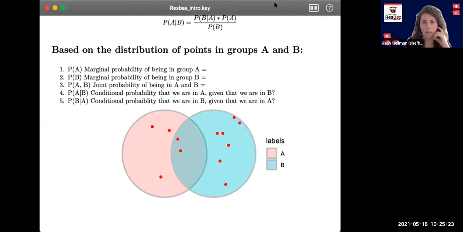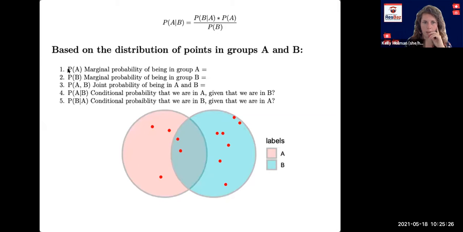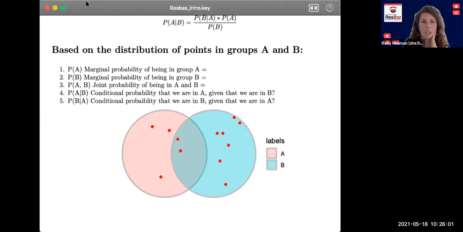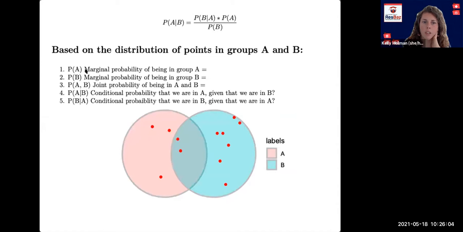Okay. So let's use Bayes' theorem to calculate the probability of A, the probability of B, and the joint probability of being in A and B. Let's start with the marginal probability of being in group A based on this Venn diagram. Pink here, all the dots are in group A, blue, the dots located in that circle are in group B, and the center here are dots located in A and B. So in the chat, could you put in your marginal probability of being in group A?